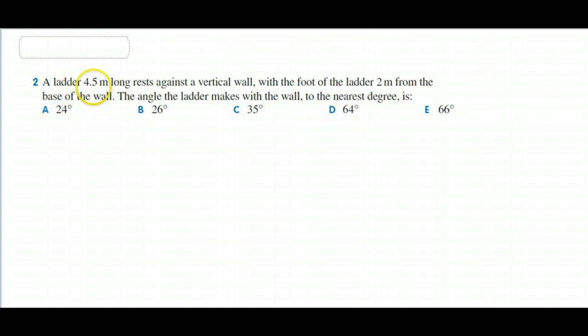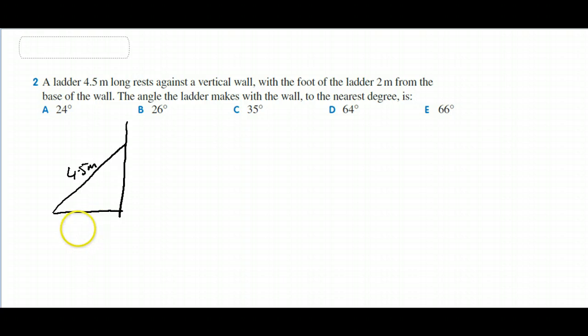Question 2 says, a ladder that's 4.5 meters long rests against a vertical wall. Let's draw a picture of that. So we've got a ladder, it's resting against a vertical wall, and we know the ladder is 4.5 meters long. The foot of the ladder is 2 meters from the base of the wall, so this distance from the base of the ladder to the base of the wall is 2 meters. Okay, and since we can assume the wall is straight, then we know this here is going to be a right angle. So the angle the ladder makes with the wall to the nearest degree is going to be what?